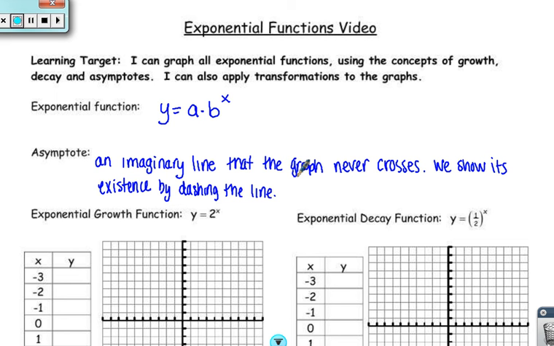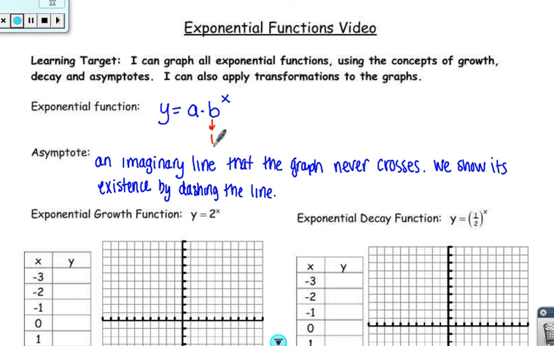Good morning, everyone. Today we're going to learn about exponential functions and how to graph them. What are the concepts of growth and decay? So an exponential function is an equation in the form y equals a times b to the x.